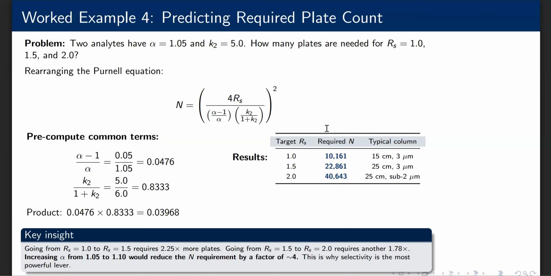For RS of 2.0, over 40,000. Going from RS of 1.0 to 1.5 requires 2.25 times more plates. Going from 1.5 to 2.0 requires another 1.78 times. But here's the key insight.